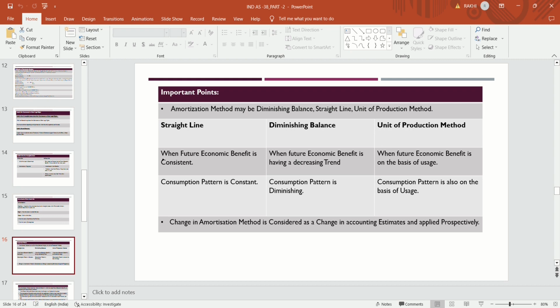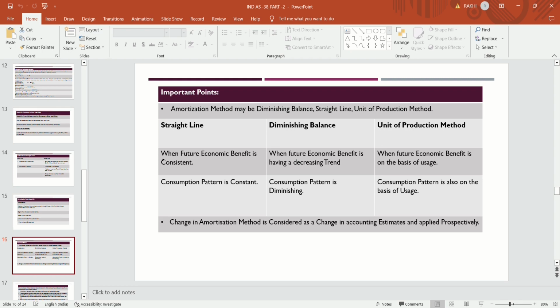So the WDV method is used for that, and the unit of production method is used when it is based on the usage of the asset. Based on how many units are required to be produced from the use of the asset. So the future economic benefit is on the basis of usage, up to how much usage, with the use of that asset, the units are going to be produced. And the consumption pattern is also on the basis of the usage.